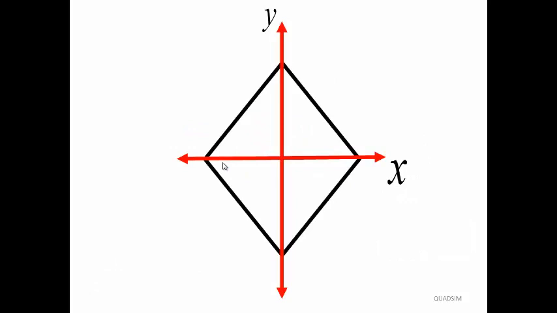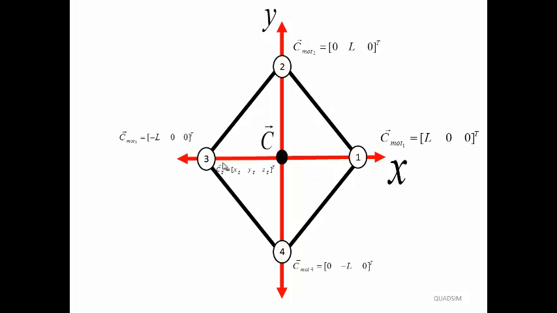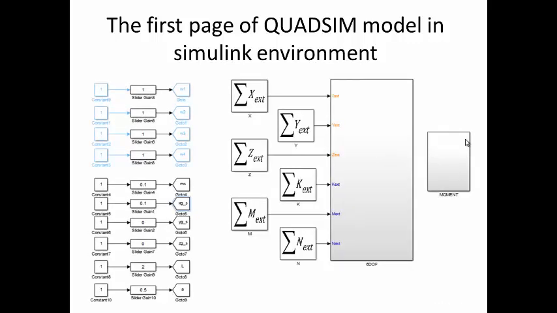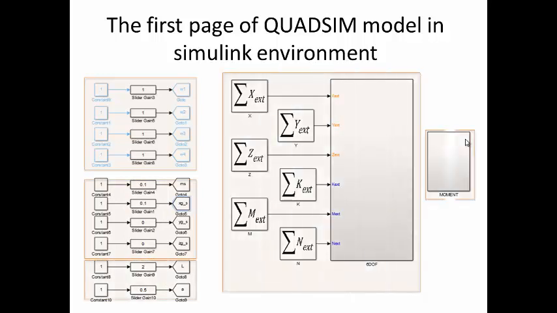In the xy plane, we also have the quadrotor with four motors. The coordinate of every motor can be displayed. For example, for motor number 1 it is L in the x direction, 0 in the y direction, and 0 in the z direction too. The first page of the Quadsim model in the simulated environment can be displayed here. We have some blocks, and we'll explain more in future slides.